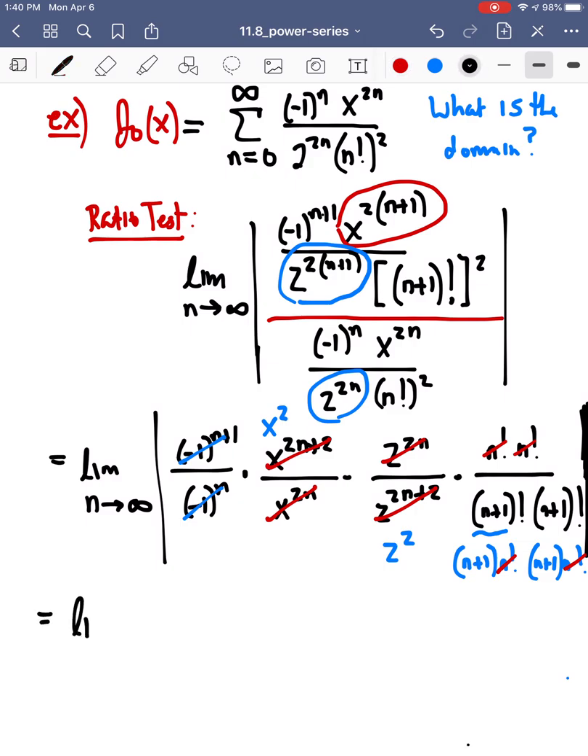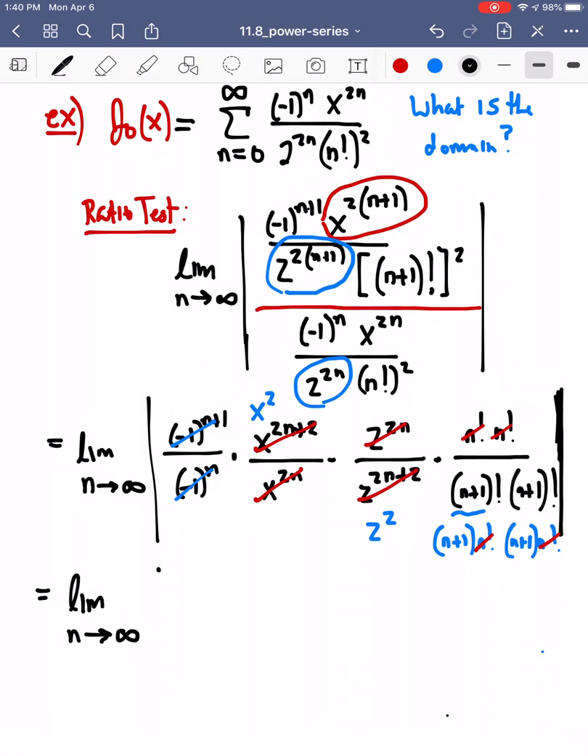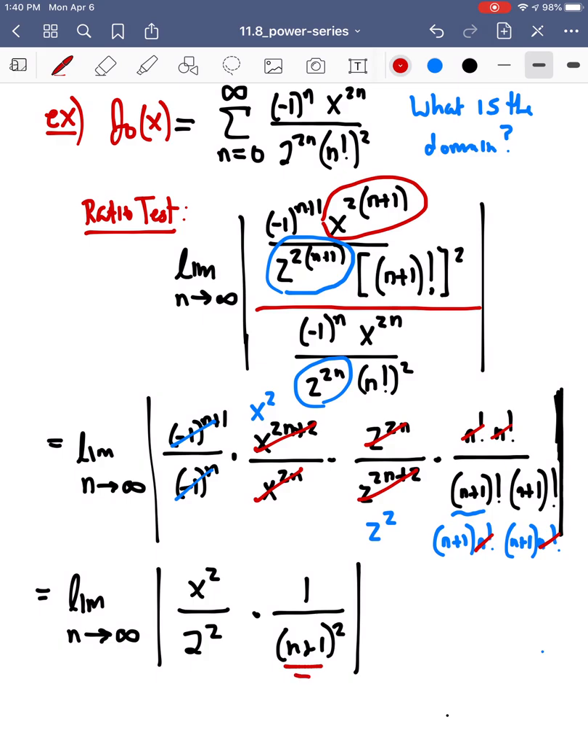So let's see what we got. Cleaning up this limit, we have that this is x squared in the numerator. We have a 2 squared in the denominator. And the only other terms that survive were the 1 over, now the quantity n plus 1 squared. And well, all of the n dependence is over on this n plus 1 quantity squared in the denominator. And as n goes to infinity, well, this entire thing is going towards 0.